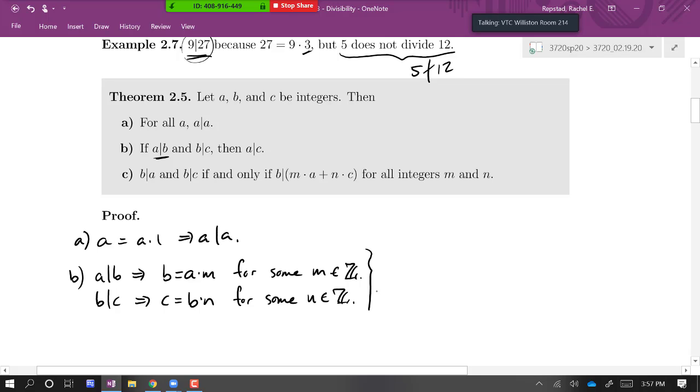Now let's put these together. We want to show that A divides C. So I want to show that I can multiply A by something to get C. We know that C is equal to B times N, right? We got that from our assumptions. But we also know that B is A times M. So, using the associative property, I could say that's A times M times N. So A divides C.